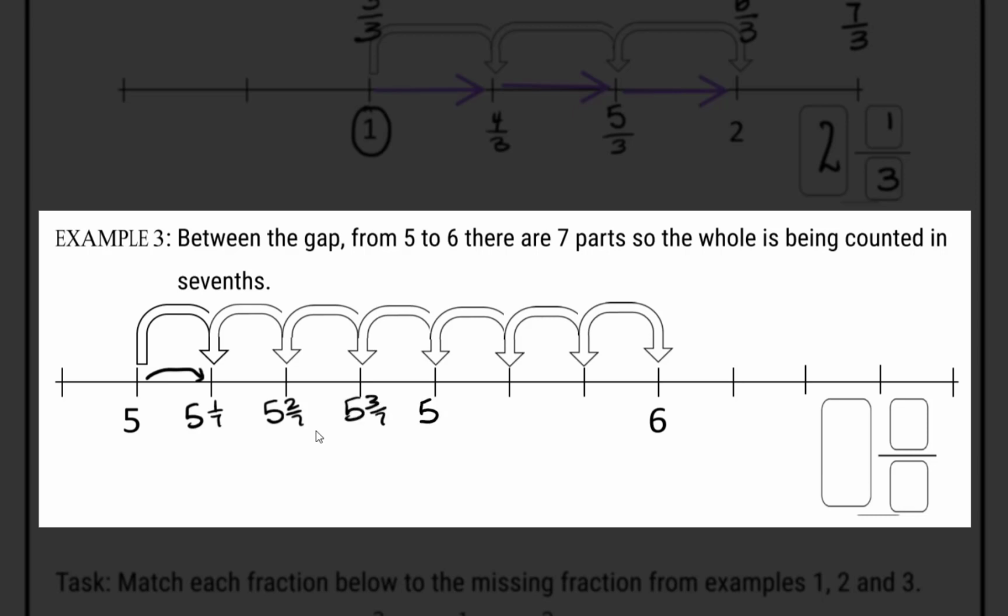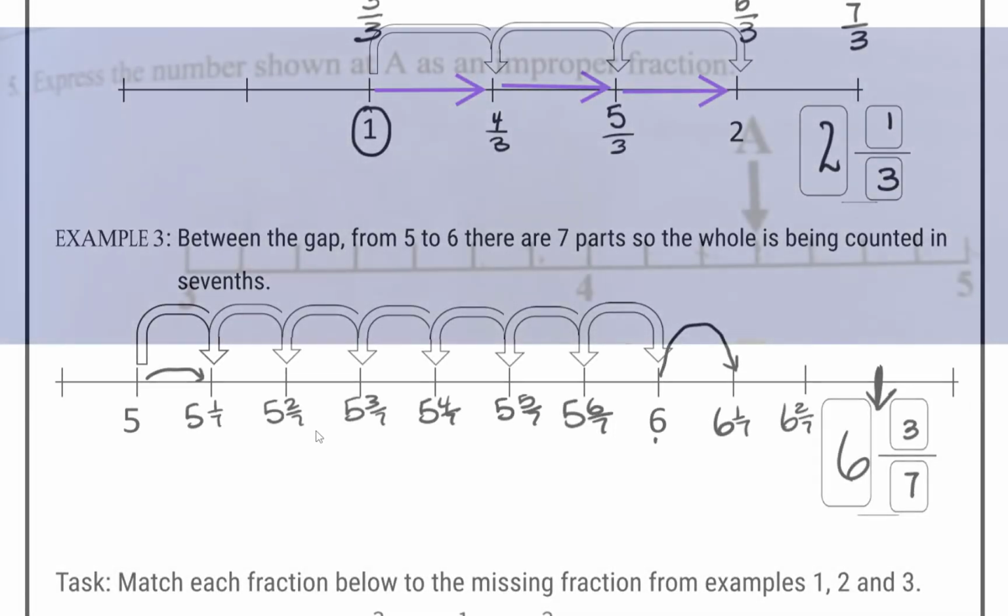And if we keep counting on and on, we're going to reach 6 right here. Now, after 6, if we keep counting, we're still counting in sevens. That's going to be 6 and 1/7, 6 and 2/7, and this marker here will be 6 and 3/7. So I hope the examples really help.